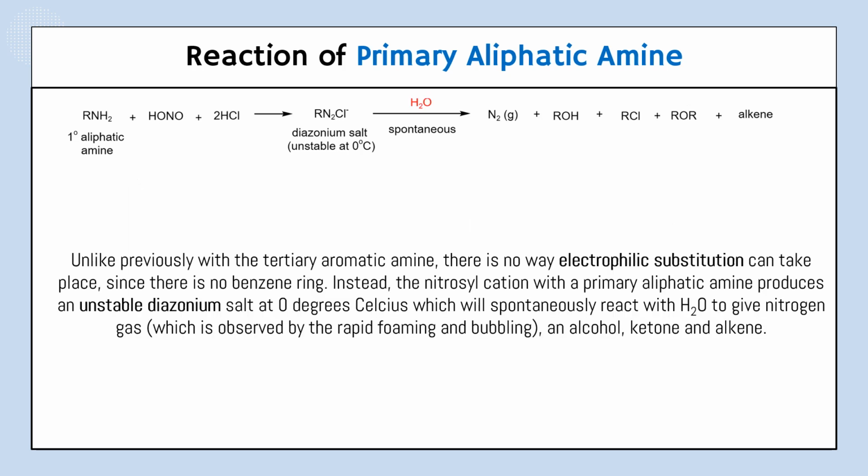Here, the nitrosyl cation cannot do electrophilic substitution since there is no benzene ring. Instead, it will produce an unstable diazonium salt at 0 degrees Celsius, which will spontaneously react with H2O since it is so unstable, and this will give us nitrogen gas, which is what is observed by the rapid foaming and bubbling. It will also give an alcohol, ketone, and alkene.